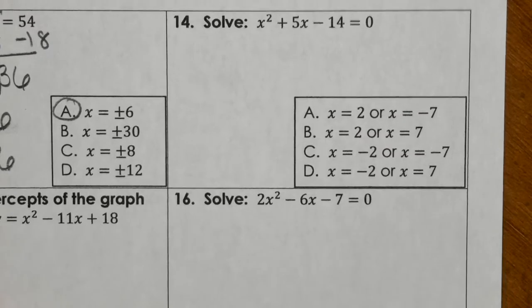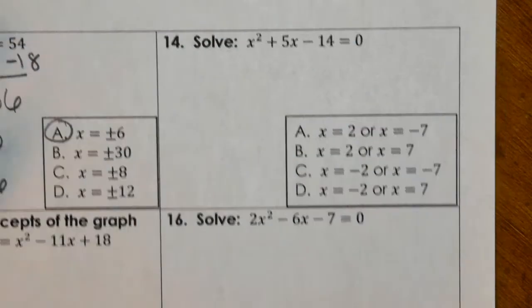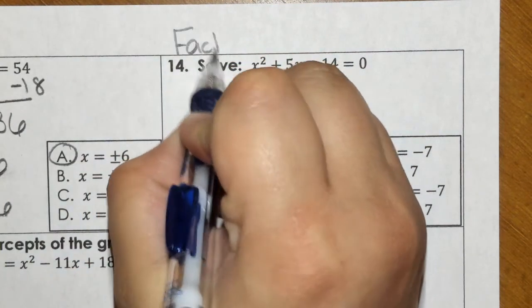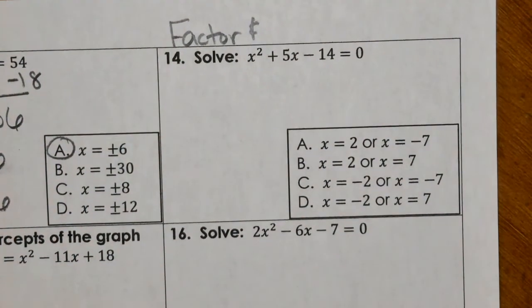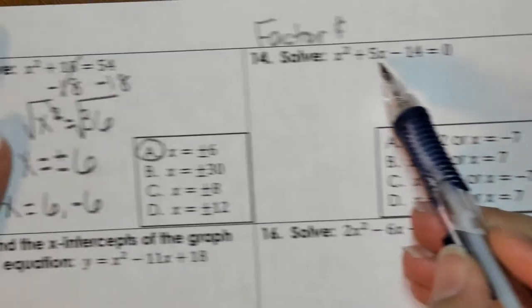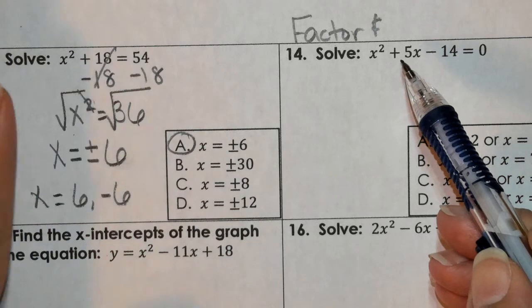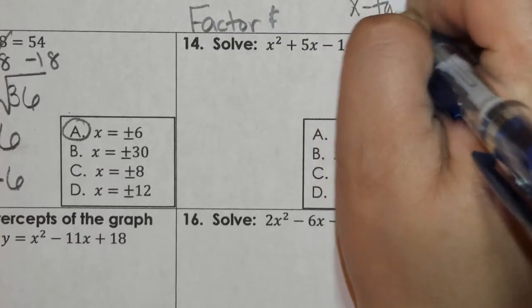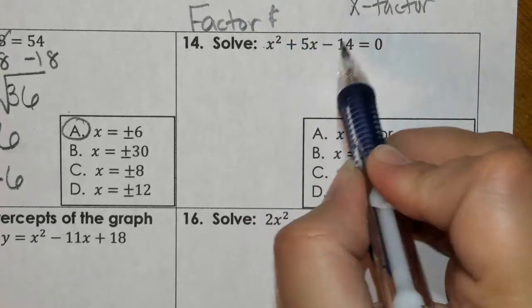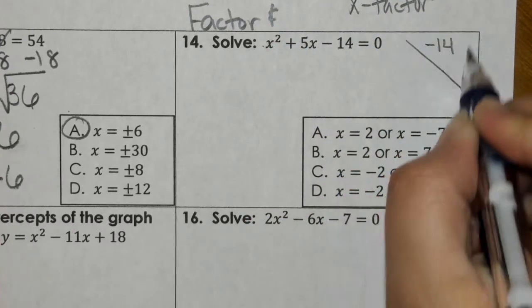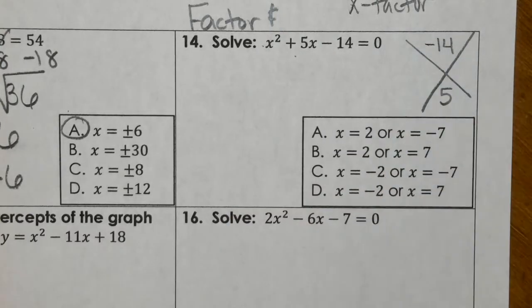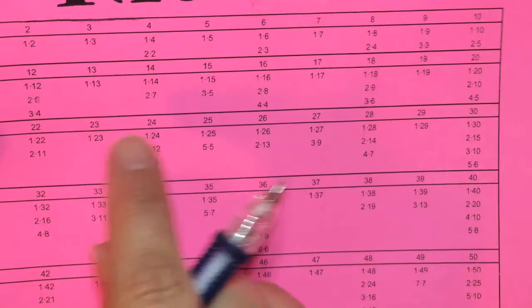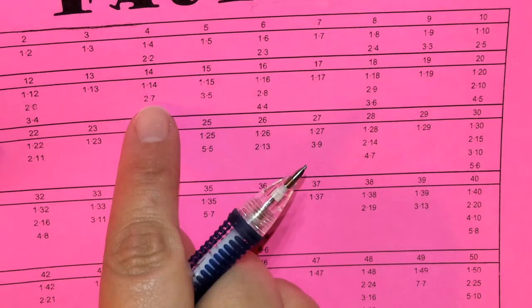Okay, for number 14, it says to solve. Now, I wish it would have said factor and solve, but looking at this, we have that middle term of x. Over here, we didn't have a middle term of x. So this is why we solved it like a two-step equation with square rooting. But here, we have to use x factor. Okay? So we would do 1 times negative 14 is negative 14. Our goal is to get to a positive 5. So going back to the factor sheet, okay, your factors of 14 are 1 and 14 and 2 and 7.